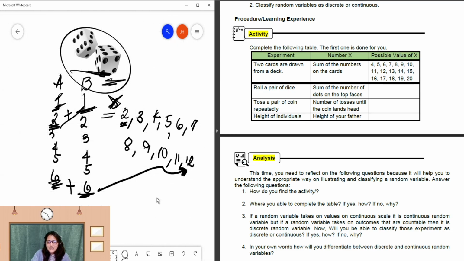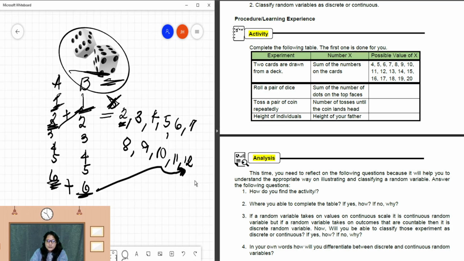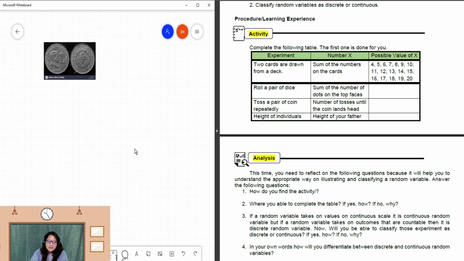Alright? Next, let's proceed to toss a pair of coins repeatedly. From the word repeatedly, meaning again and again. And toss, say for example, I have here 1 peso. This is the tail, and this is the head. So what is toss? If you flip this one, this is an example. So we have here the head and the tail. If we flip this one, heads or tails, right? Okay, that's how you toss.